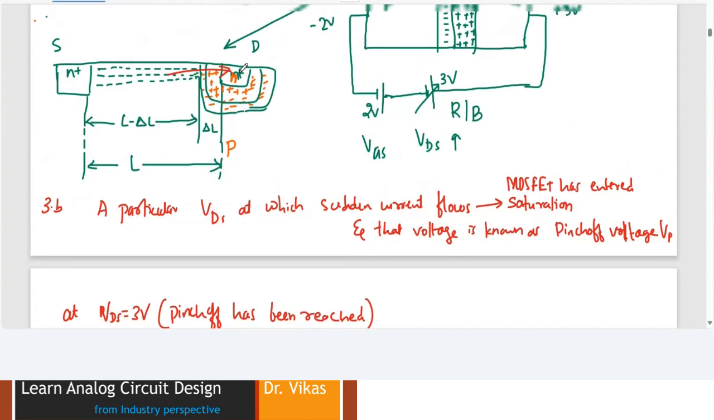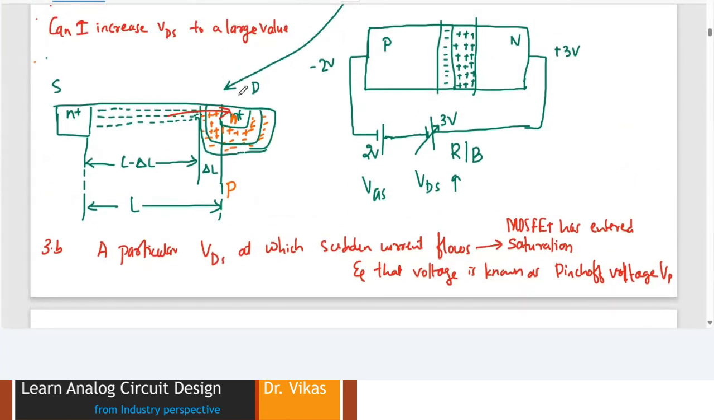Because if you increase the VDS further, there is obviously the depletion region increases, but the flow of current would remain the same because it has already started to flow suddenly, and that sudden flow of current is going to remain as it is in spite of increasing VDS. That means no matter how much further you increase VDS, at one point of time the current is going to remain constant, and that is why we say that the MOSFET has entered into a saturation region.